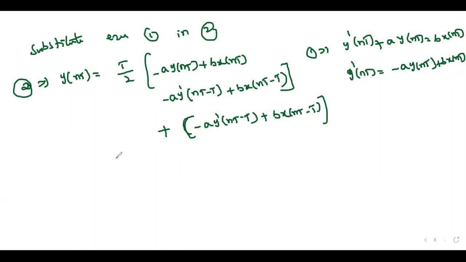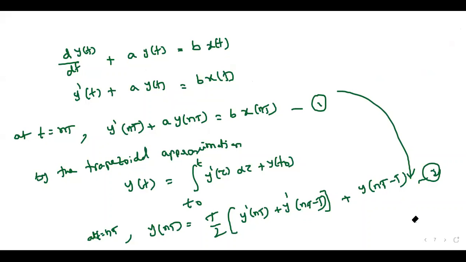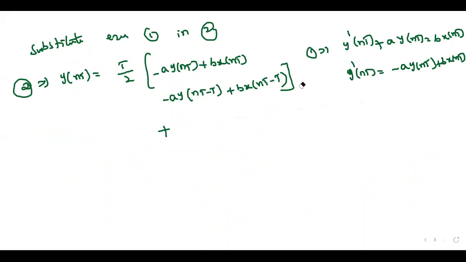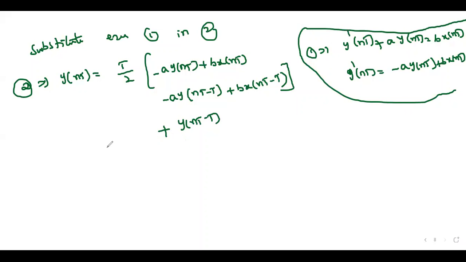Now we will simplify this. This is nT, this is not dash. This is y of nT minus T only, it's not dash. Y of nT minus T only we should write. The dash is for y dash of nT only. So we'll simplify this. The y of nT minus T here is there, but we cannot cancel it.